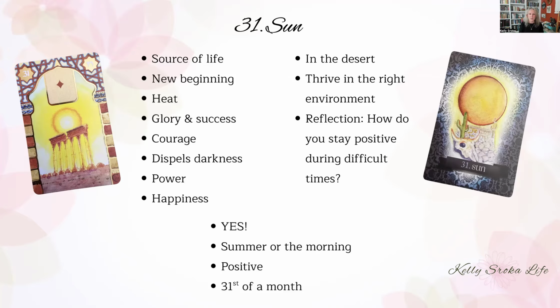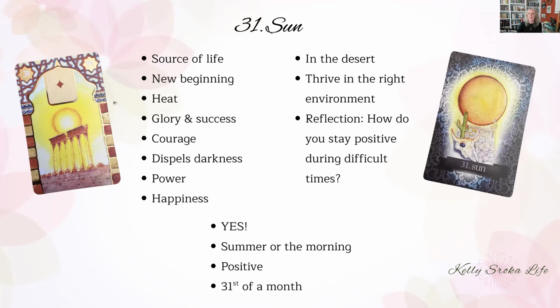It can dispel the darkness, and especially when you have it with other cards, it can dispel darkness. It is power, that power that comes from our solar plexus chakra, so this is a good one to work on with your solar plexus. And happiness. It means yes. So if you're asking a question, then the answer is yes. It can be in the summer or in the morning. Definitely a positive card, and it can be the 31st of a month.